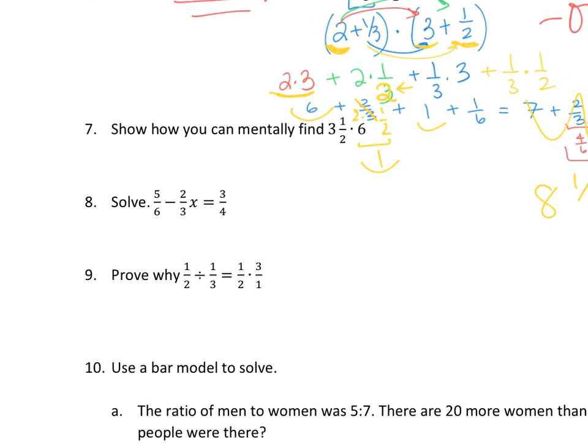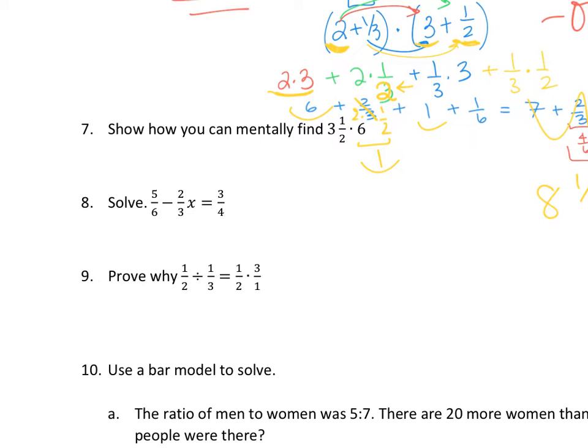All right, so show how you can mentally find, a little cut off here, 3 1/2 times 6. So really it's using the distributive property because 3 1/2 really is 3 plus 1/2. So what I want to find out is what 3 times 6 is, so I can do that in my head, that's 18. And then what's half of 6? That's 3. So 21 is how I would calculate that mentally.